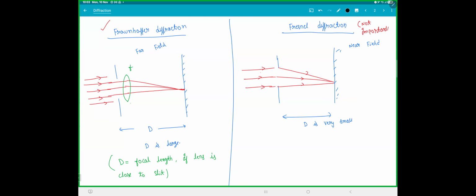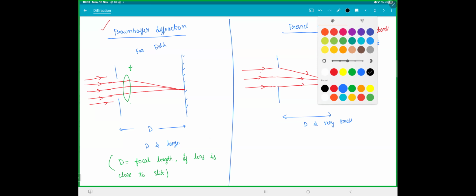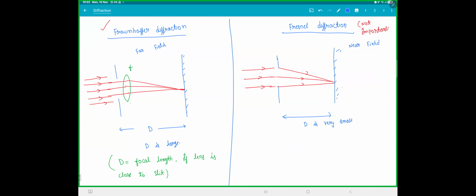So how does this thing work? You send a parallel beam of light onto the slit, and then you put a lens there. When a parallel beam falls on a lens, it meets at the focus. So here, the focal length is the distance between the slit and the screen. Getting it? They ask questions on that. In a Fraunhofer diffraction, a lens of focal length 20 centimeters is used. So indirectly it is giving you the value of capital D.